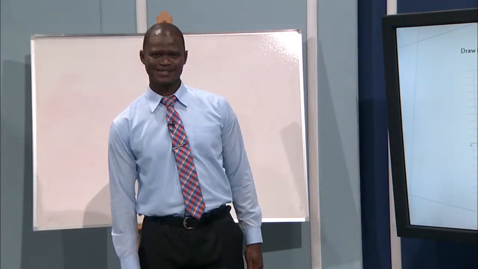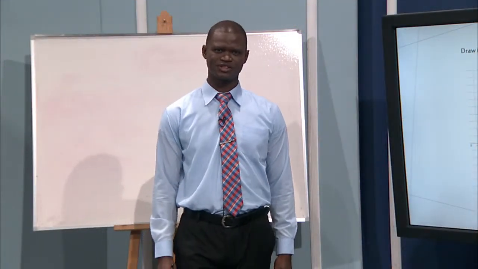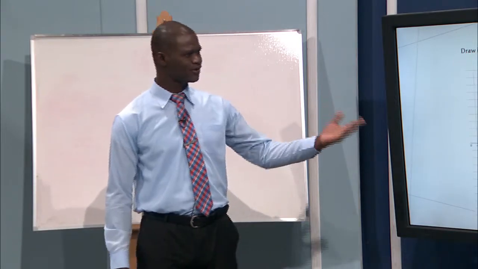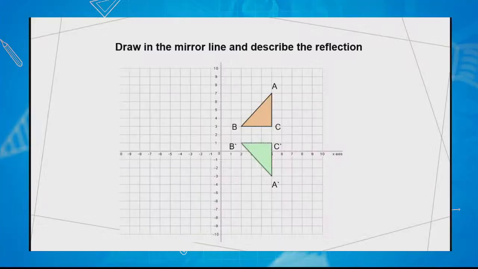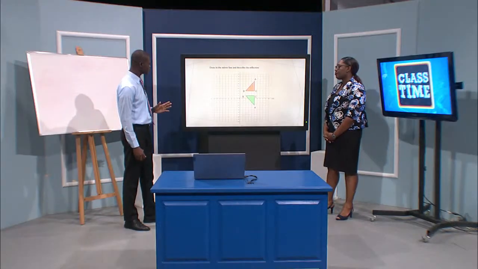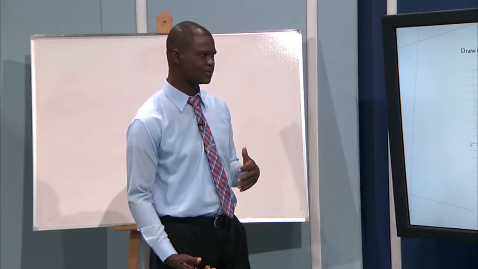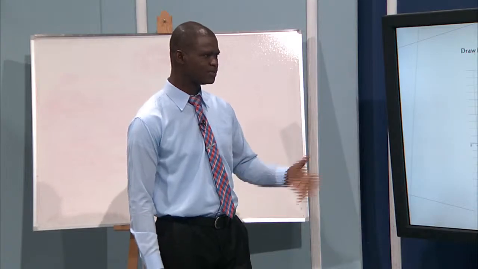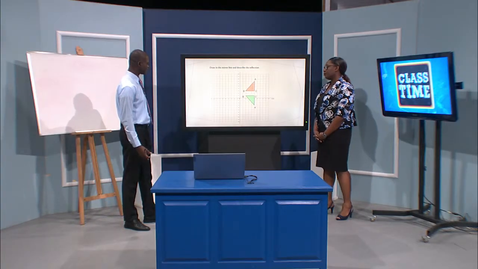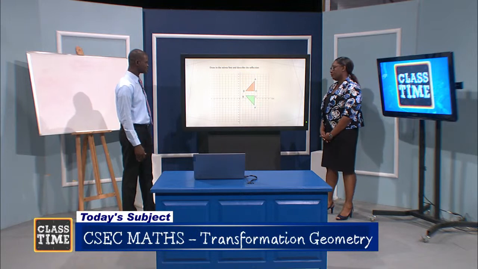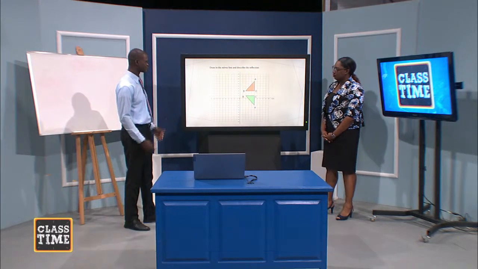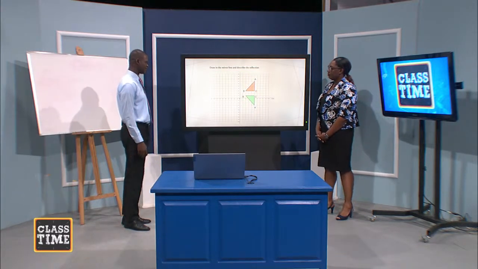Okay, welcome back to class time. We are looking at transformation geometry, and we were on this particular problem. Here we are asked to draw the mirror line and describe the reflection. All we need to do is select any two points, an image and a pre-image, and see the distance between those two points, and that will give us an idea of where that line should be drawn.